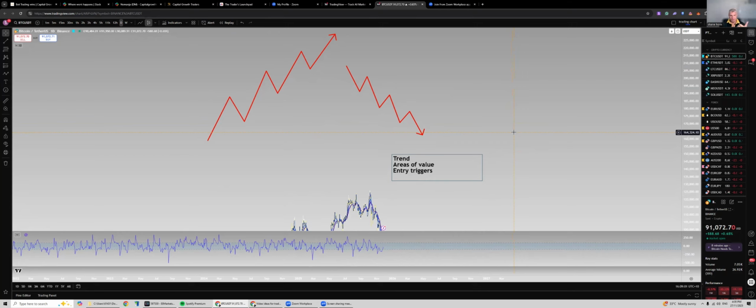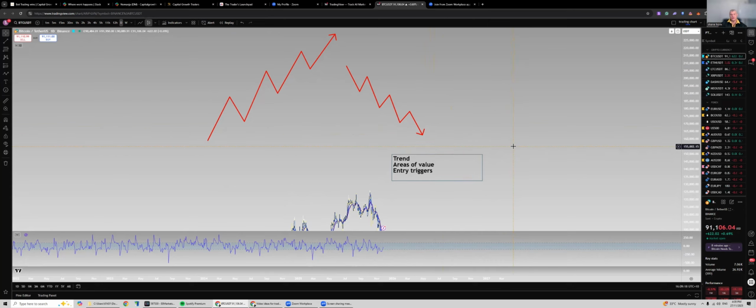Mainly I'm looking for support and resistance, but we can also look at trend lines and Fibonacci retracement areas of value. Now, areas of value is just anywhere that people like to trade out of, and the majority of the eyes are sitting there, okay?